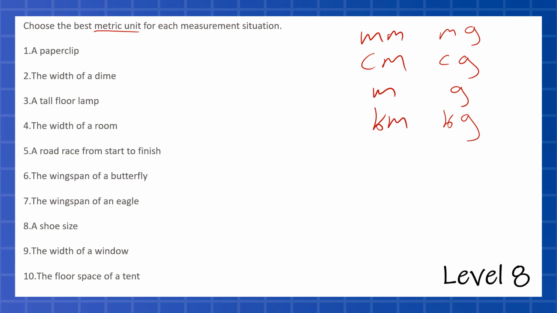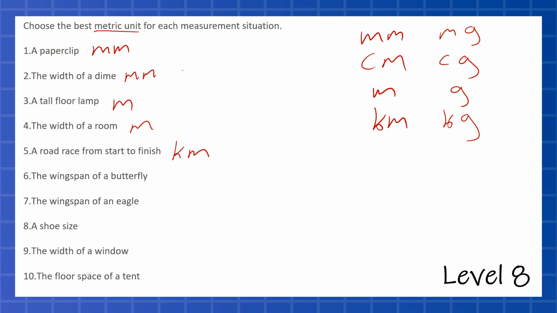For example, a paperclip is probably going to be measured in millimeters. It's really small. And a width of a dime, probably millimeters. You could maybe say centimeters. A dime might be a centimeter wide. I don't know. If we're talking about the width or the thickness, then thickness should be definitely millimeters, right? A tall floor lamp might be measured in meters. It could be 2 meters tall. The width of a room would be meters, usually. A road race, so if you're racing on the road, you would expect it's probably with cars or bikes, so we're going to say kilometers.